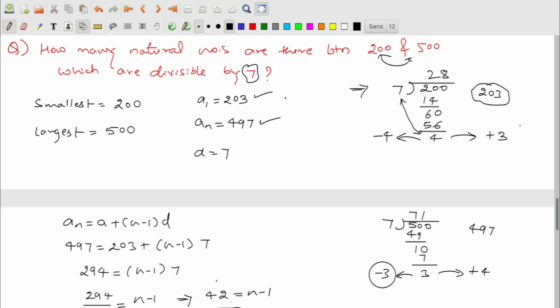Fine. So just follow these steps. Take the smallest number or the largest number. While finding the smallest number, you need to add. While finding the largest number, you need to subtract. That's it, right? Okay, fine.